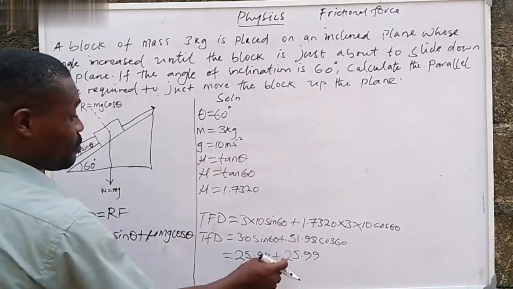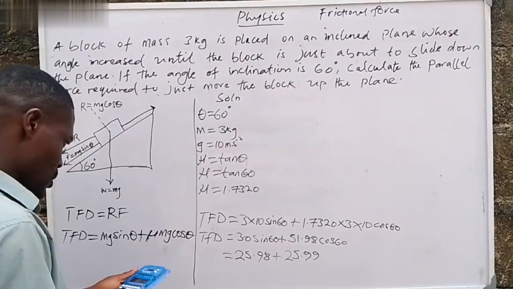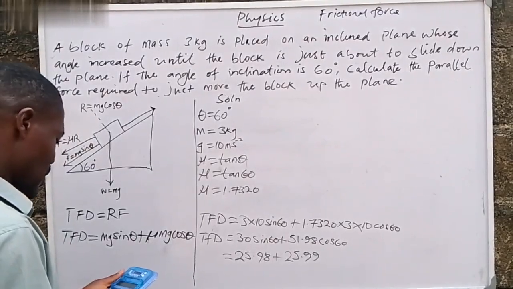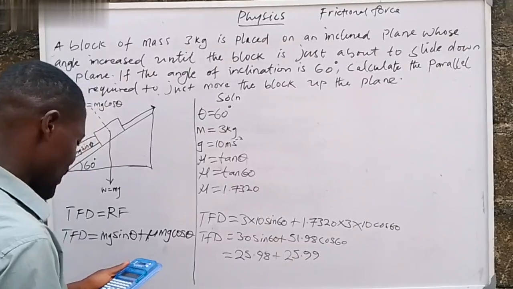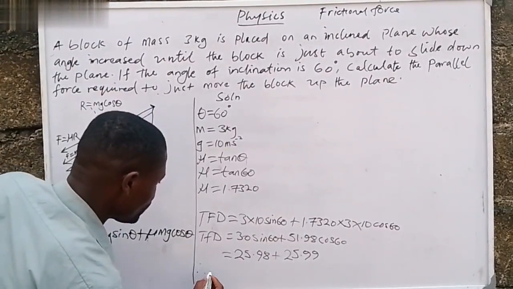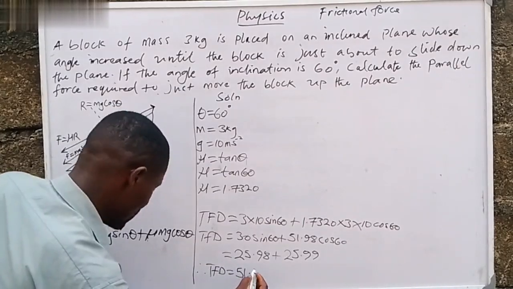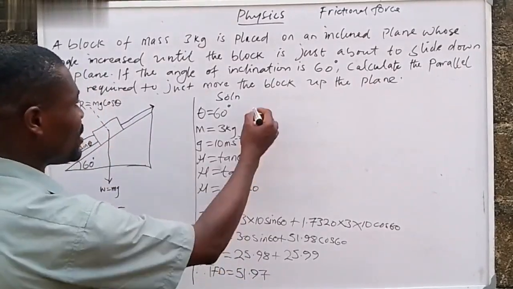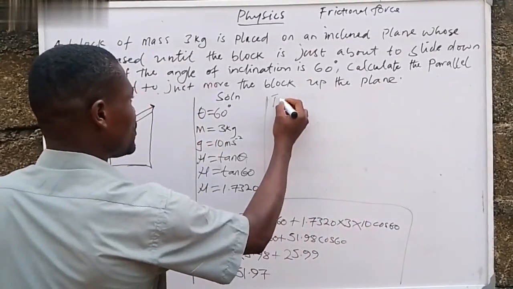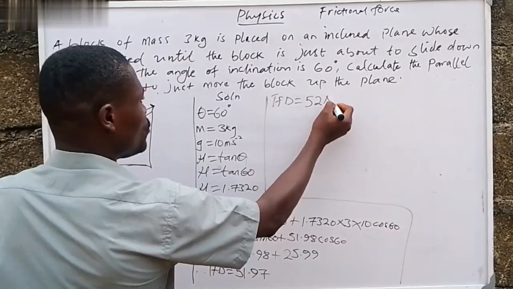Now, if we add 25.98 plus 25.99, that should be 51.97. So therefore, total force acting downward is 51.97, and if you approximate this, we'll be having 52 Newton, right?